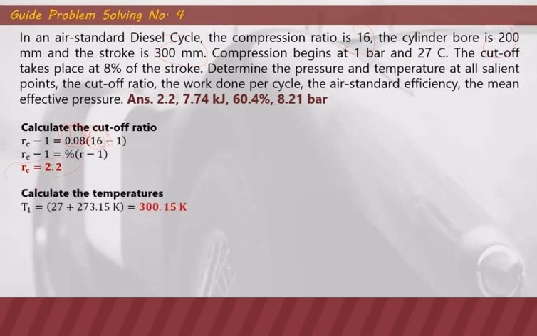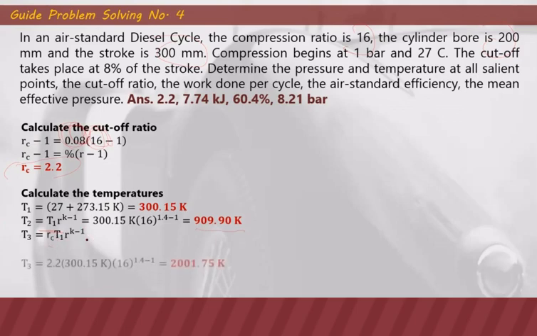So now we can calculate the temperatures. It's given that T1 is 27 degrees Celsius. That's the initial pressure and temperature. Converting it to Kelvin, we have 300.15 Kelvin. At point 2, using the isentropic relationship, we have 909.9 Kelvin. For T3, we can use the cutoff ratio multiplied by T2, which is T1 times R to the K minus 1. That's why our T3 is 2001.75 Kelvin.